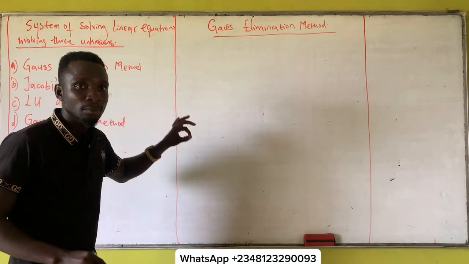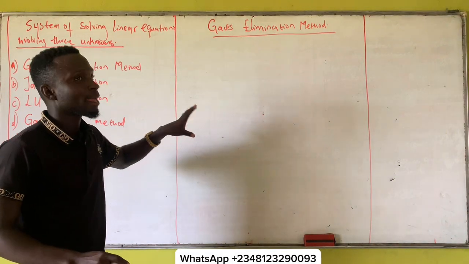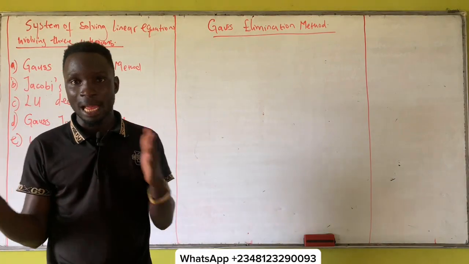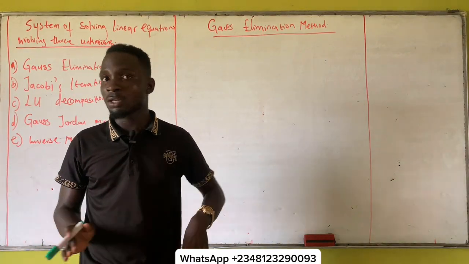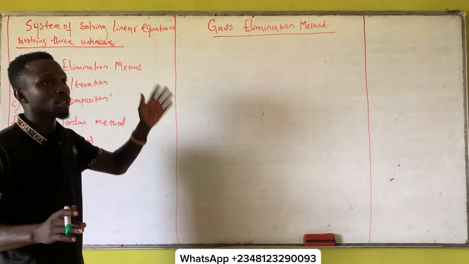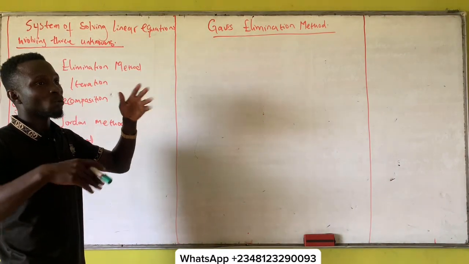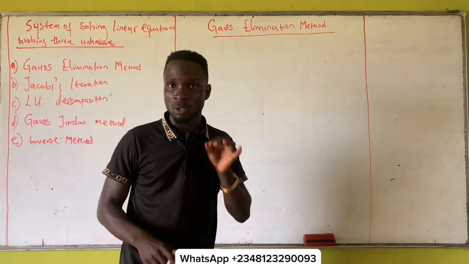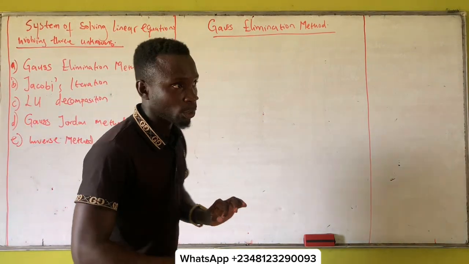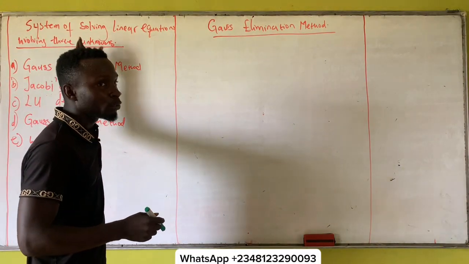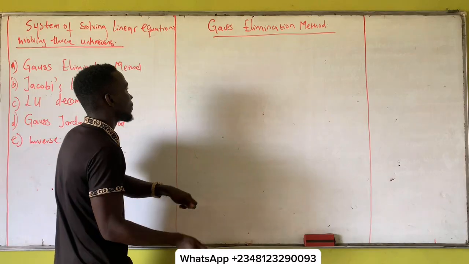Just as the name implies, Gauss elimination method is just like the normal elimination method of solving simultaneous equations, just that this type of equation now has three unknowns. So with the Gauss elimination method, we are going to use the elimination method just like the way we have been using it to solve simultaneous equations. And remember that linear equations involving three unknowns are in this form.